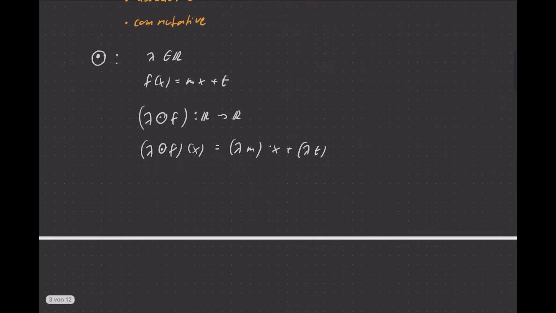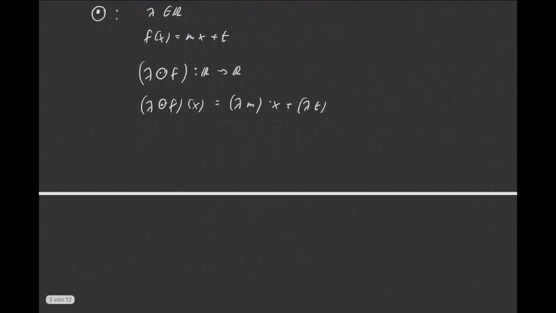And again, we'll have to look at the axioms here. Let's first see what the neutral element is of scalar multiplication. Well, that is easy, of course. It's just setting lambda to the real number 1. That's the neutral element, because 1 times m is m and 1 times t is t. So if lambda is 1, then 1 times f is just the function f itself again.